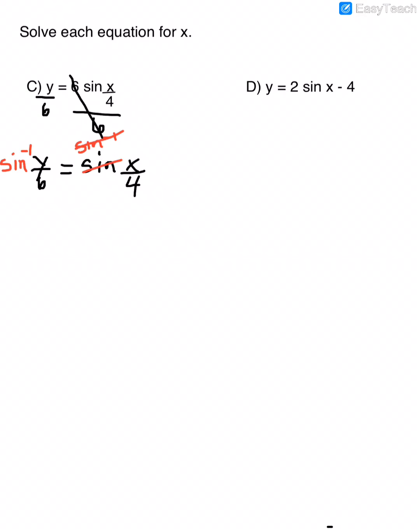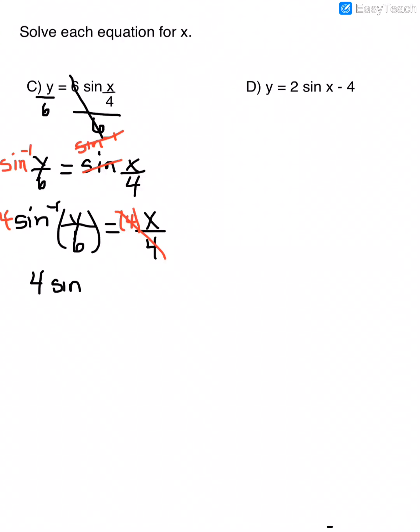Sine inverse and sine cancel each other out, and I'm left with sine inverse of y over 6 is equal to x over 4. Then to get x by itself, I multiply both sides of the equation times 4. The 4's cancel, and I'm left with 4 sine inverse of y over 6 equals x.